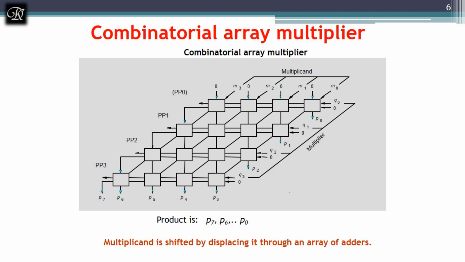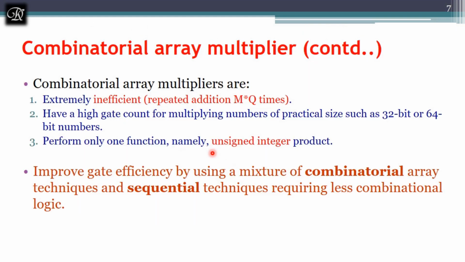And what if it is a 64-bit, 32-bit, 256-bit or 512-bit operation? Then the number of combinational circuits required will be far more, and it is very difficult to design hardware for that. Let's see the drawback. The combinational array multipliers are extremely inefficient. Repeated addition of the multiplicand M and multiplier Q, which will be M into Q times, for 4x4 means 16 times we were doing this task.